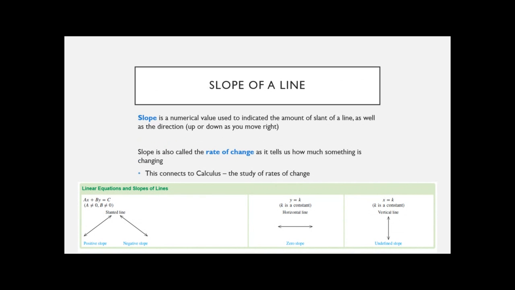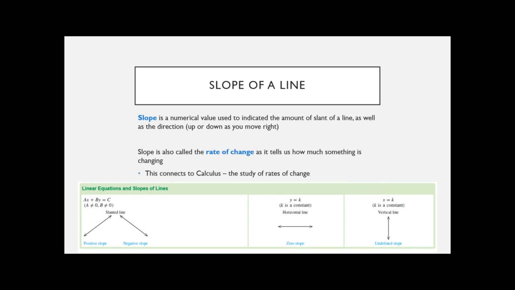So there is something called slope of a line. Slope is a number. It doesn't have units in a typical equation. If it's a real world situation, there are units to slope, but it's a numerical value that indicates the amount of slant of a line. So the larger the number, the more slanted it is. The smaller the number, the less slanted. It also indicates the direction, whether it's moving up or down as you move from left to right. Positive slopes go up, negative slopes go down. So if you ignore the sign and just look at the number, the larger the number, the steeper it is.